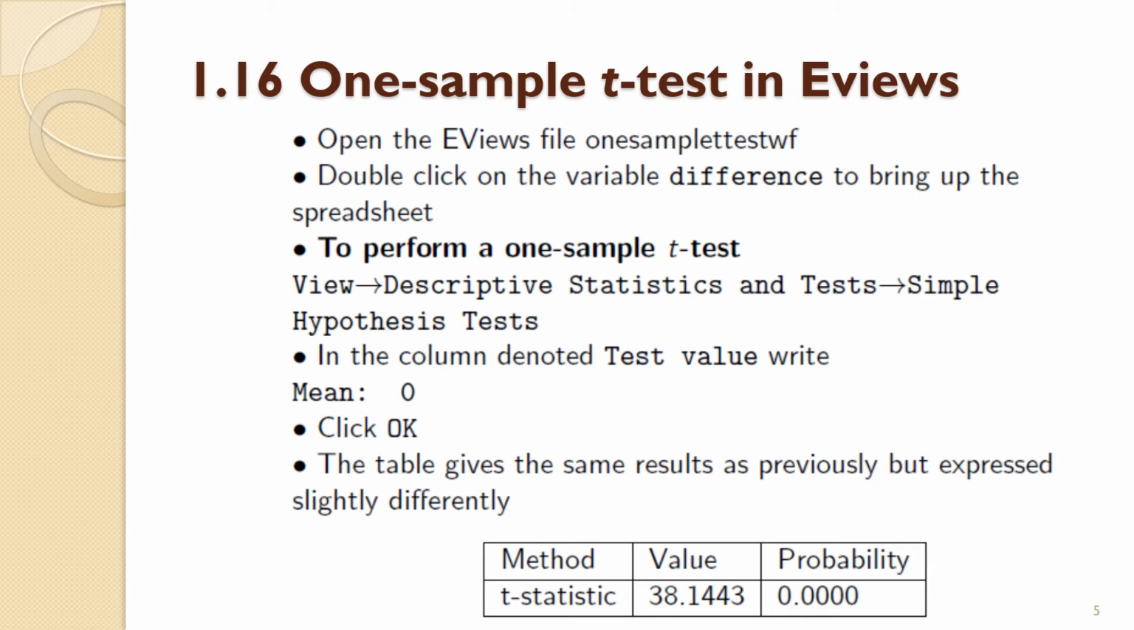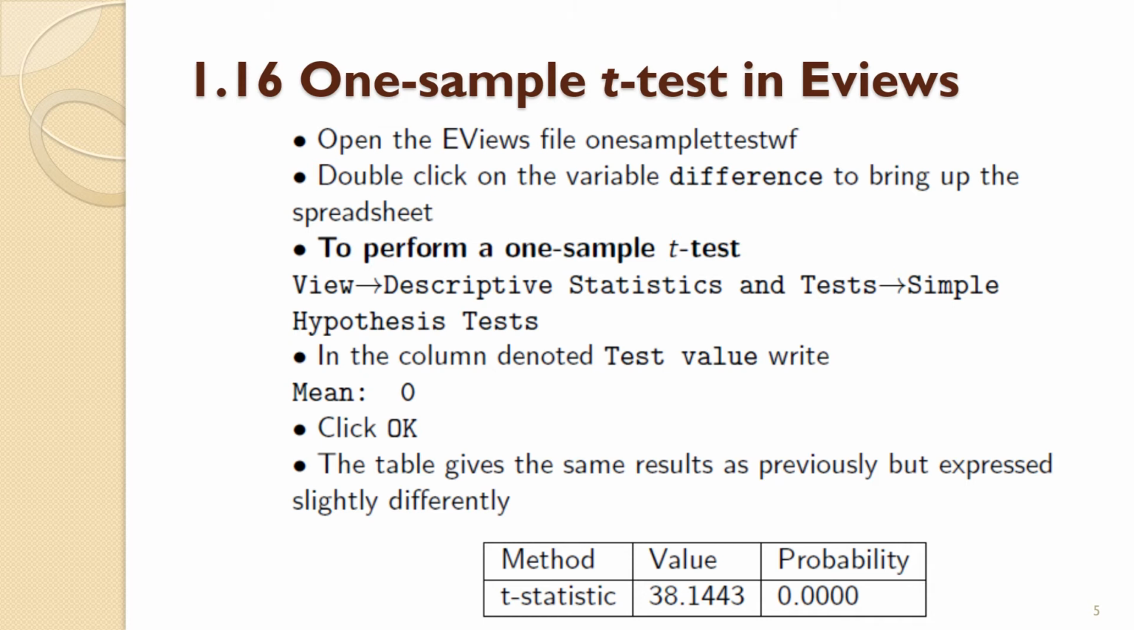bring the thing up into spreadsheet mode, and then in order to perform a one sample t-test, this is menu driven and logically constructed. You would need to do view, descriptive statistics, and test, simple hypothesis tests. Now I ought to say here that you have to have this in spreadsheet mode in order for this to work. So if you try to do this and it's not working, you need it in spreadsheet mode.